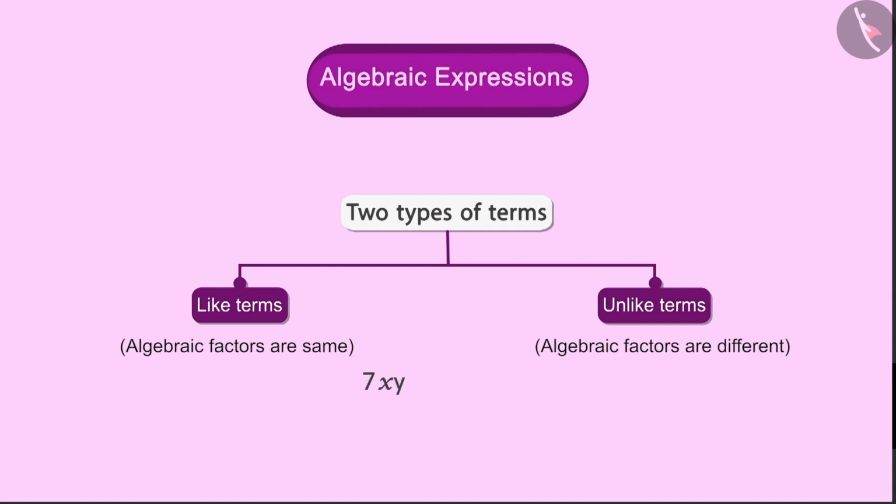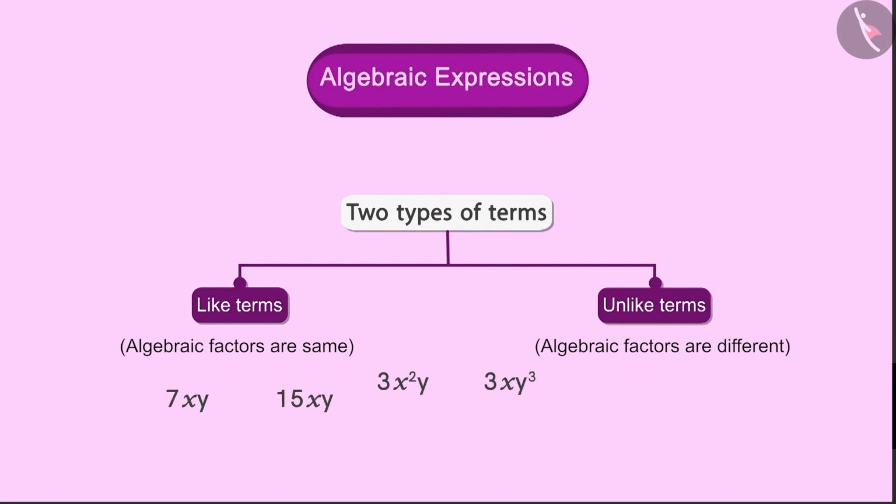Suppose 7xy and 15xy are two terms. Are they like terms or unlike terms? Remember, in order to know the type of term, we have to see their algebraic factors. In other words, the variables and not the numbers. x and y are the algebraic factors of these two terms. Hence, we can say that they are like terms.